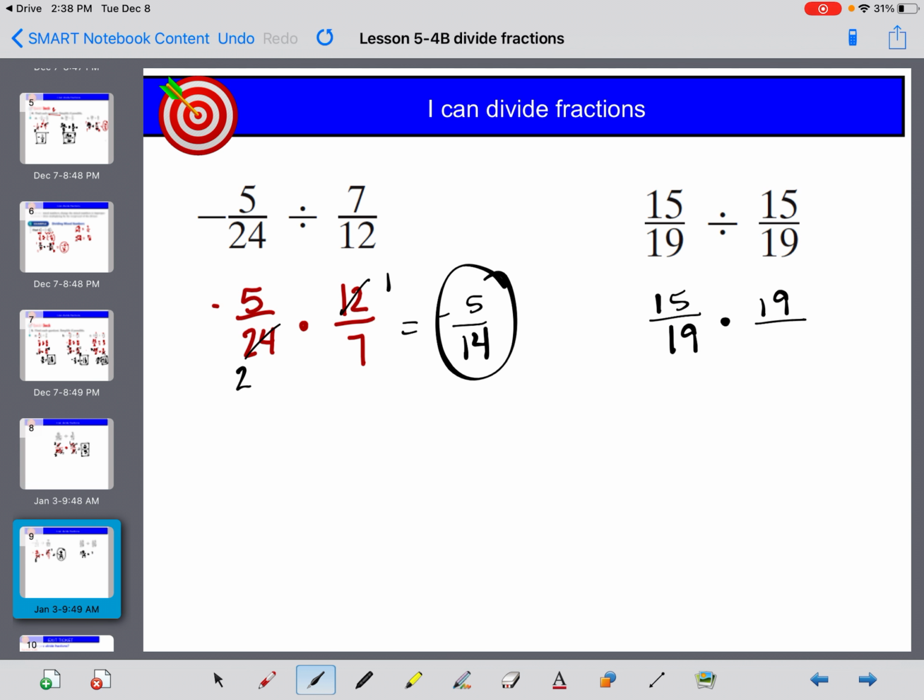They aren't mixed numbers, so I can just go right into the solving step. Do you notice that what I have here, 15/19 and 9/15 are reciprocals? When I multiply reciprocals together, a cool thing happens. They all cancel out and equal 1.